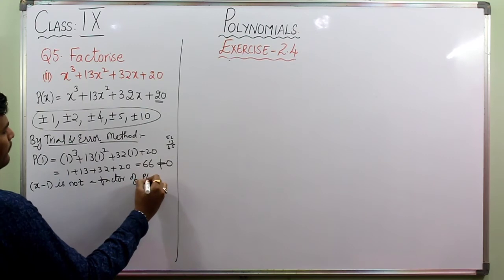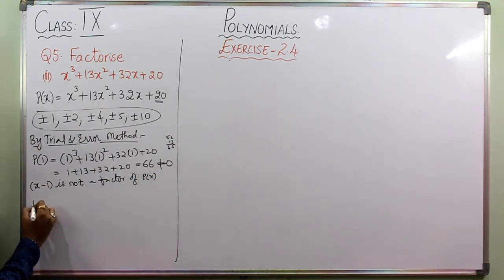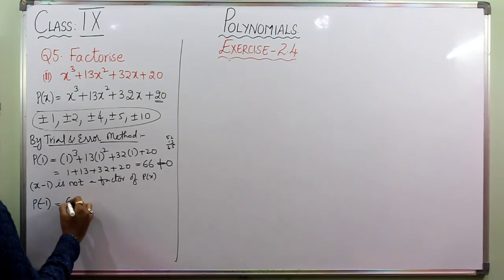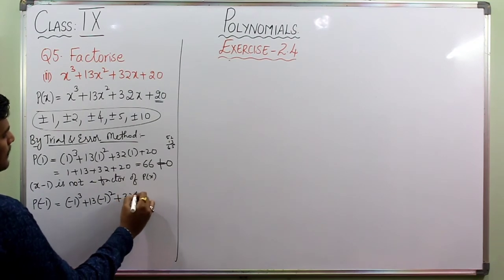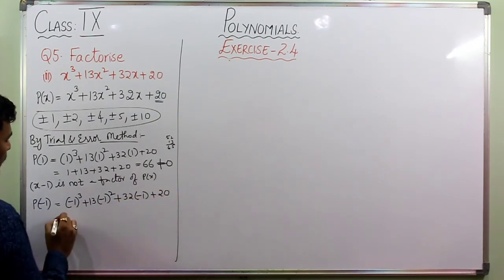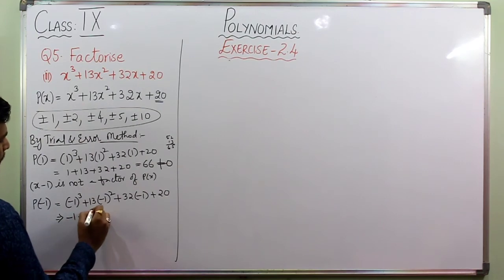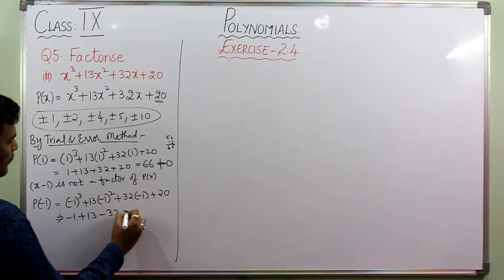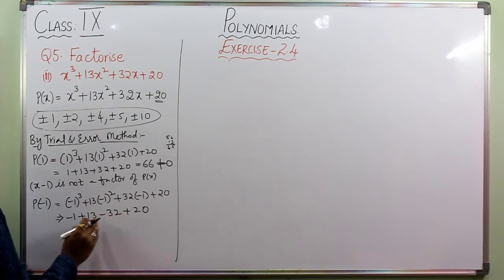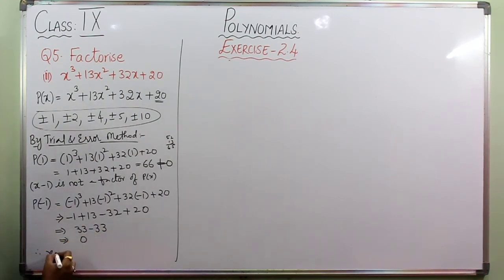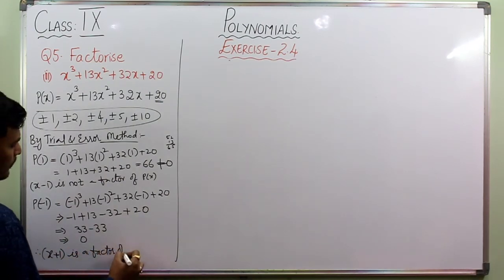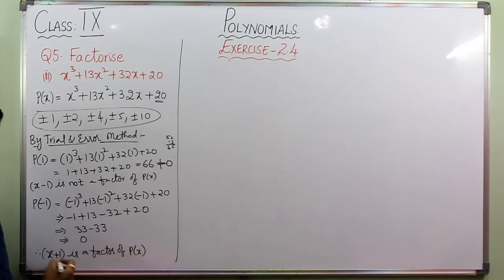Now let us take p of minus 1, that is minus 1 whole cube plus 13 into minus 1 whole square plus 32 into minus 1 plus 20. Then it will become minus 1, then plus 13 minus 32 plus 20, right? 20 plus 13 will become 33 and minus 33. So this will both give you 0. So therefore x plus 1 is a factor of p of x. So we got one factor now.